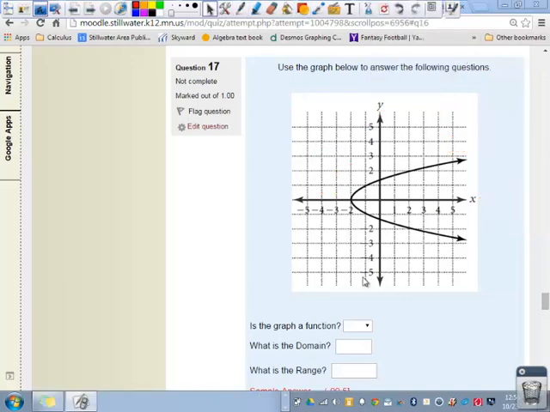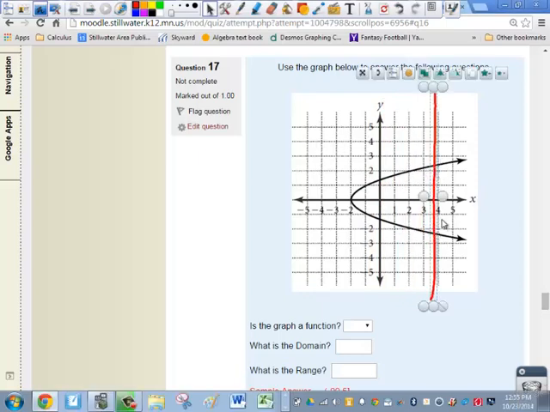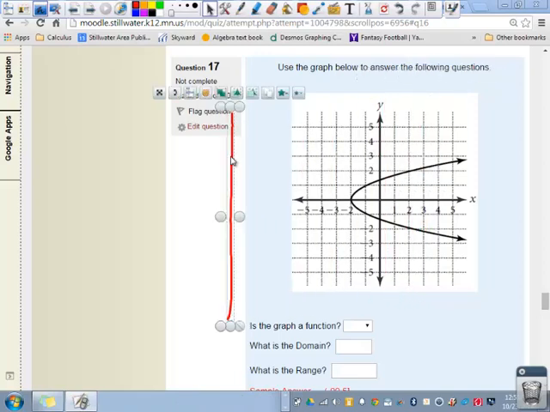Okay, is the graph a function? What are you going to do? You're going to draw your vertical line. Not horizontal, vertical. You're going to take that vertical line and move it. You can see, does it ever touch 2 points at once? Oh, you bet it does. It's touching right here and right here. Everywhere you move it, it touches 2 points at once. Therefore, this is not a function.